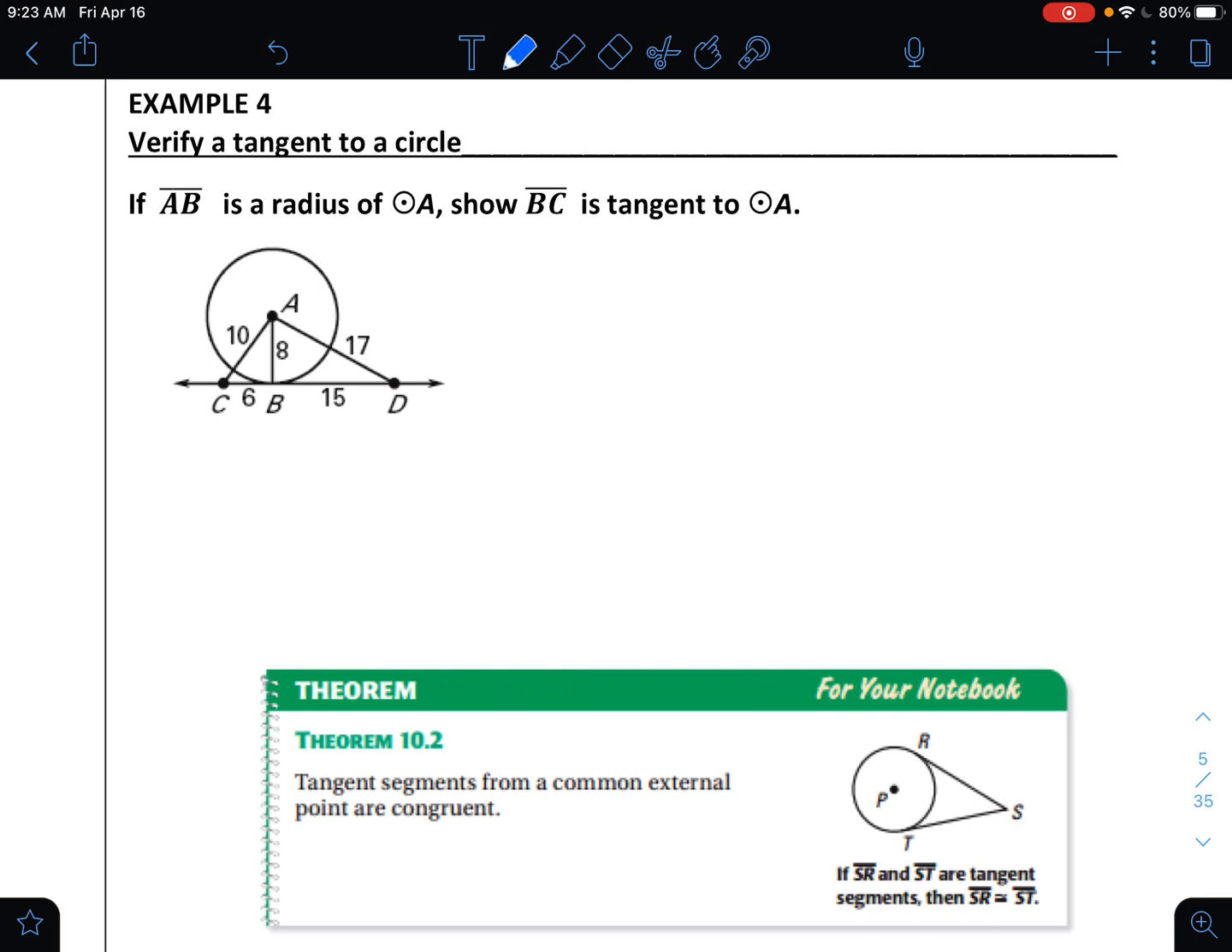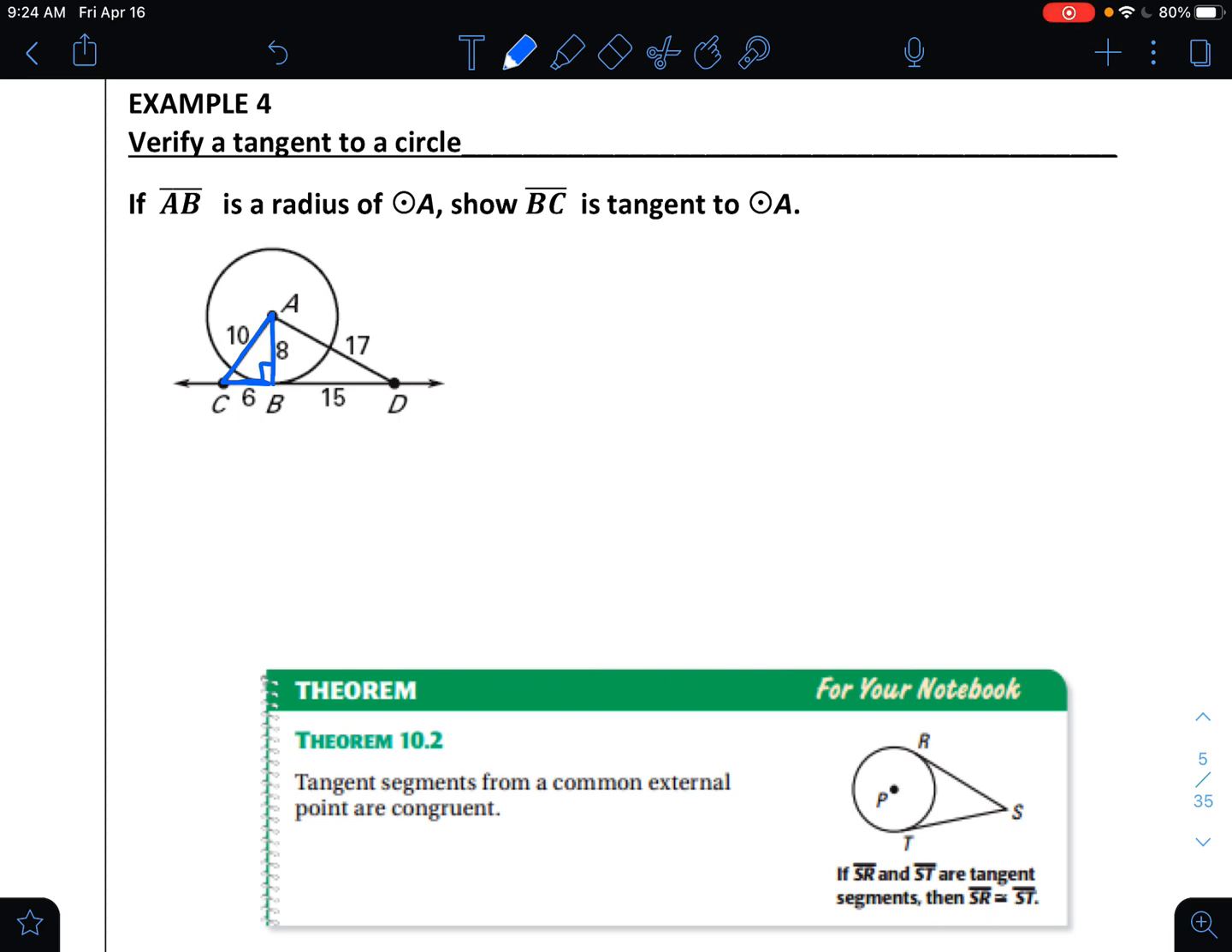On this example, we're simply verifying that this is a tangent. So if segment AB is a radius of circle A, show that segment BC is tangent to circle A. So I'm trying to show, how do I know that that's a right angle? What I want you to pay attention to is, if this is a right angle, then what I outlined in blue is a right triangle. So let's check, is it a right triangle?